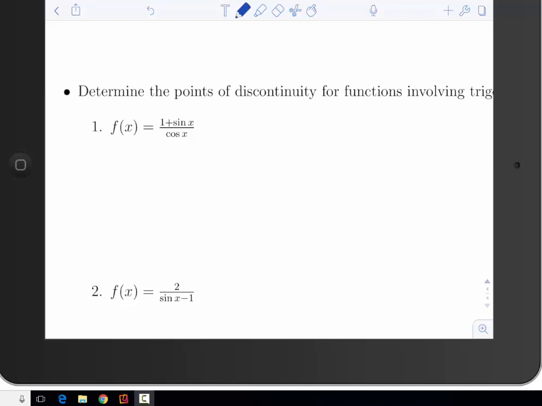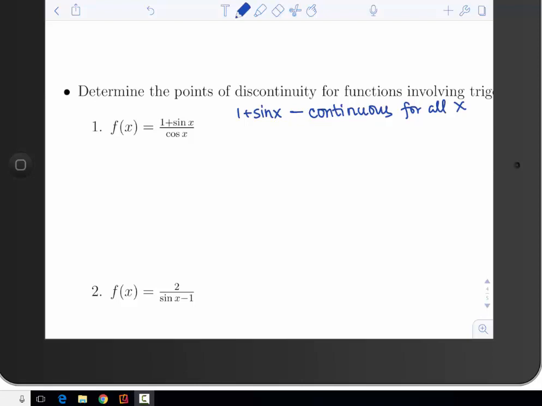Okay, so 1 plus sine of x. This function is continuous for all x. Okay, no issues there. We know a sine function is a nice, smooth, continuous function, continuous for every value of x. It just goes forever in each direction. If we add 1, we're just shifting it, but there are no issues there.